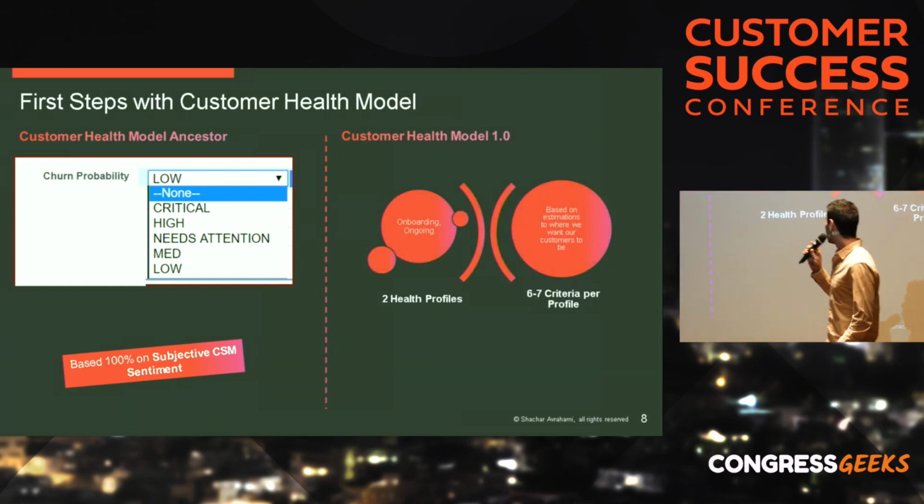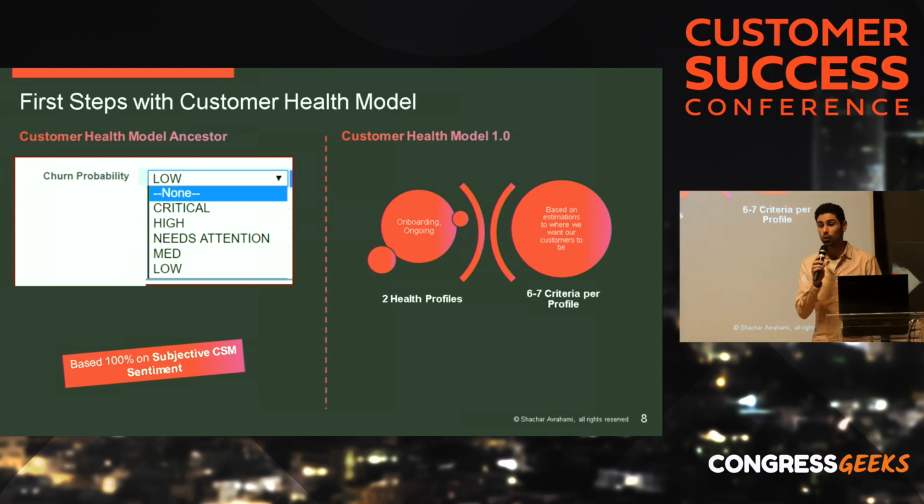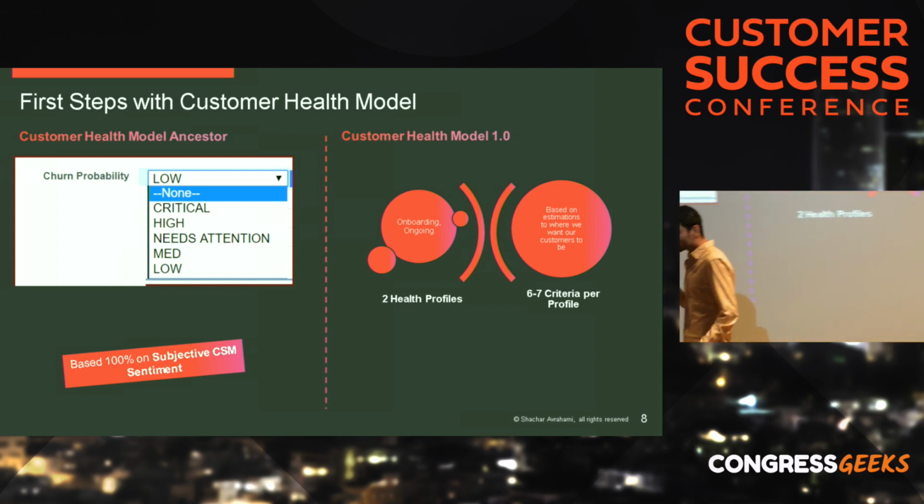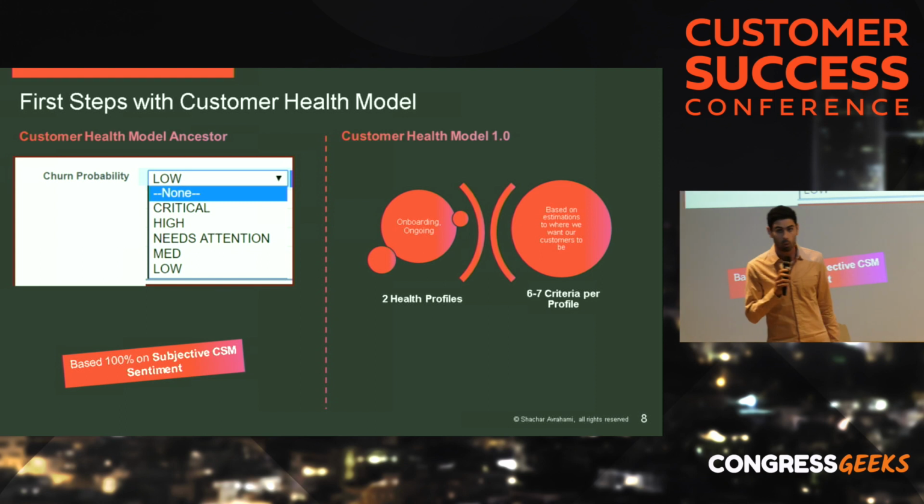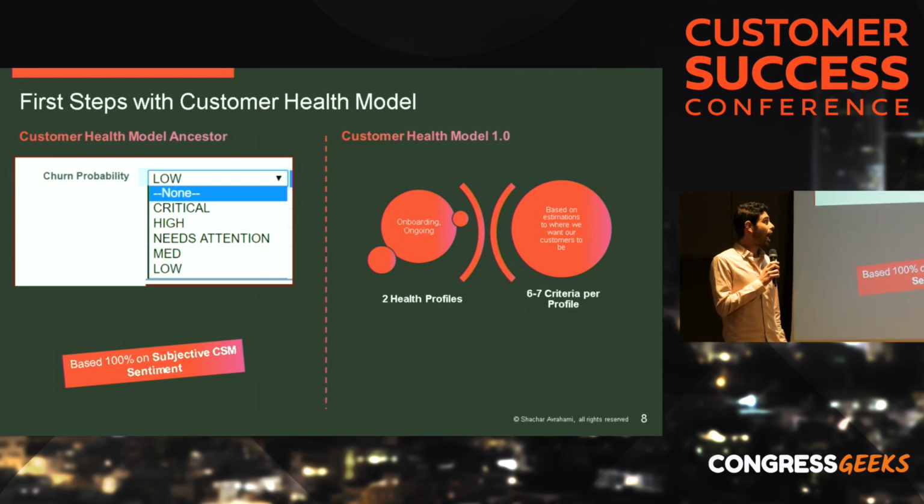Many of the definitions were based on a gut feeling because we didn't have data to rely on. We didn't know what makes our customer successful and what not. So we built two profiles, one for onboarding, one for ongoing, and we defined between six to seven criteria based on what we believed a successful customer is.